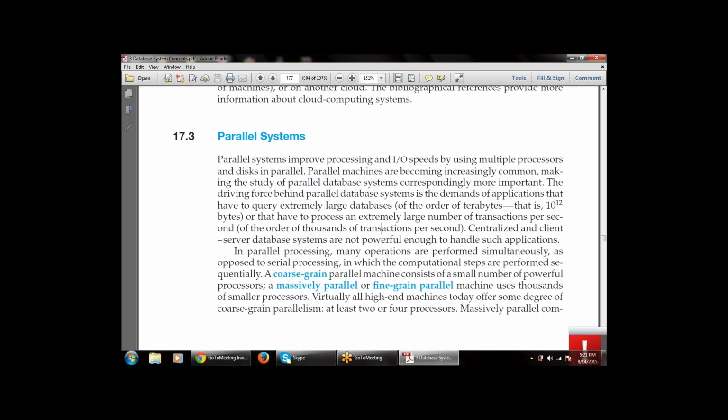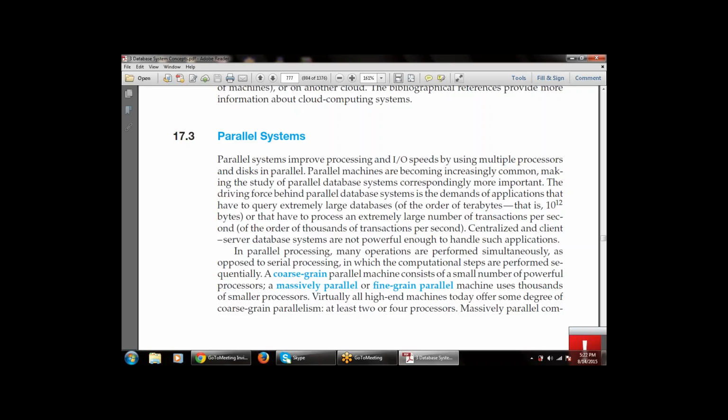Centralized and client-server database systems are not powerful enough to handle such applications. In parallel processing, many operations are performed simultaneously, as opposed to serial processing, in which the computational steps are performed sequentially.